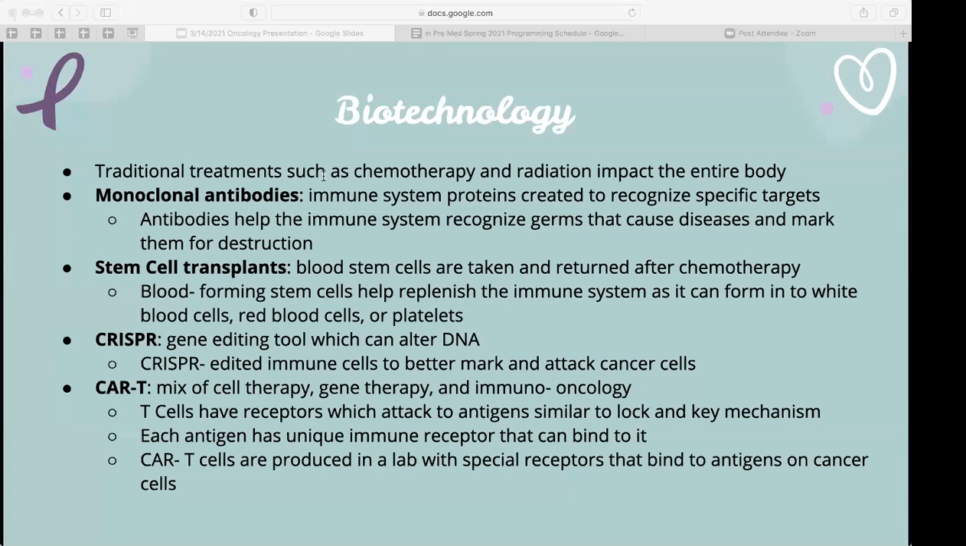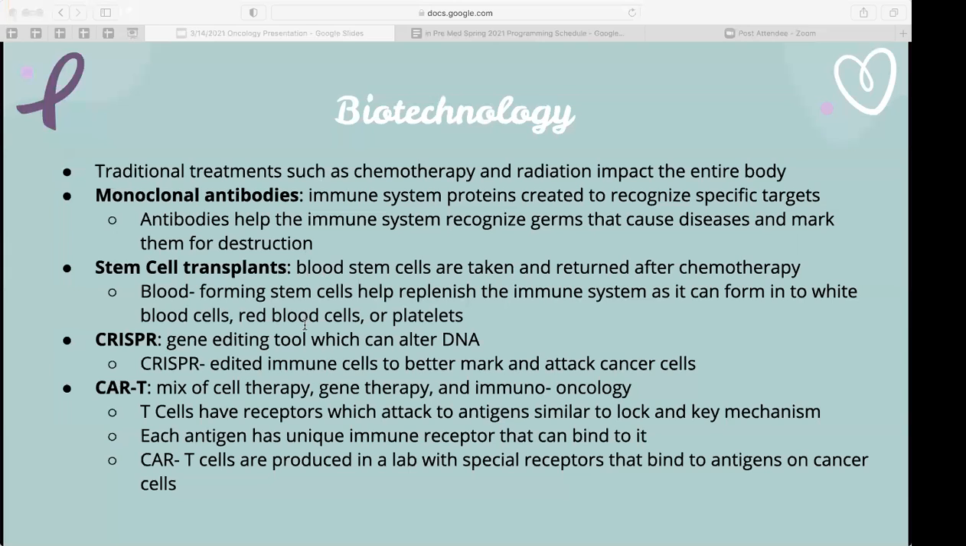Stem cell transplant is a procedure in which healthy blood stem cells are taken from bone marrow and then returned to the bloodstream after chemotherapy. Since chemotherapy kills both healthy and cancerous cells, blood-forming stem cells help replenish the immune system, as they can form into white blood cells, red cells, or platelets.